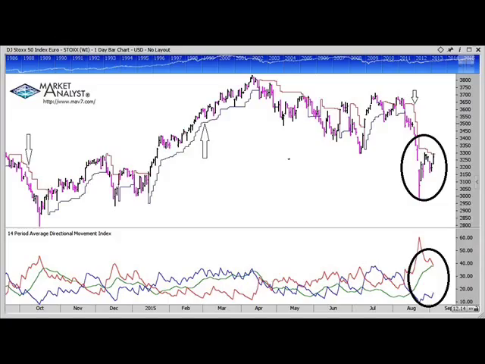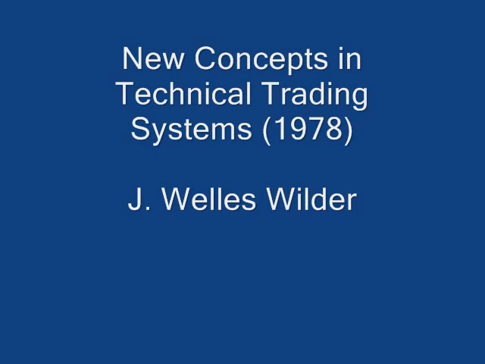Both of these indicators are inventions of J. Wells Wilder back in the late 1970s. And you can read about both of them in his book, New Concepts in Technical Trading Systems, and I highly recommend that you purchase that book. It is available on Amazon. He will step you through the mathematics of both of these indicators, and that will give you then a very good, solid appreciation for how they work.